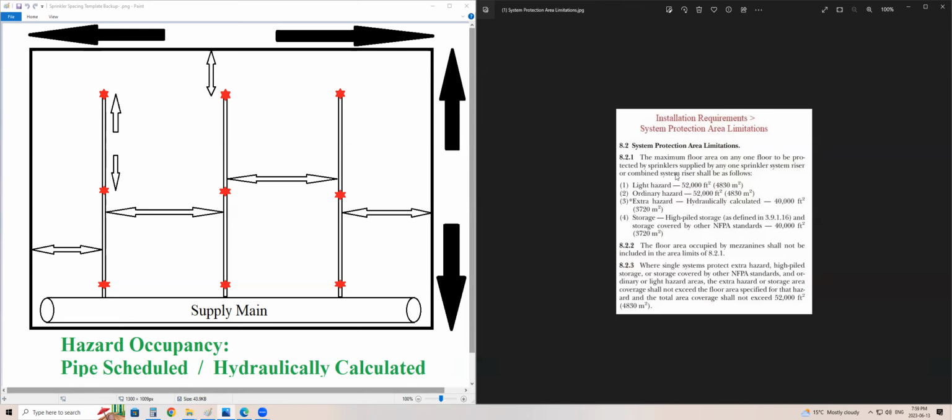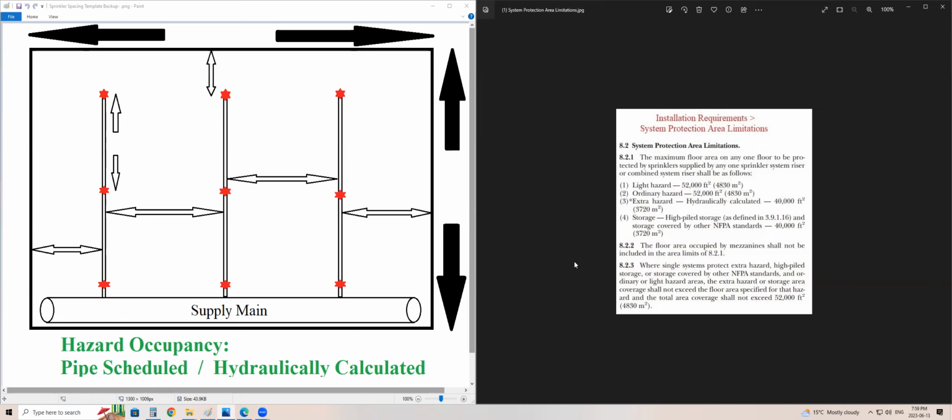First thing to talk about is the system protection area limitations. So this is basically the maximum area of protection per system, depending on the hazards. So we've got light hazard, ordinary hazard, extra hazard, storage. And they're just giving you what your limitations are. You cannot have a system larger than this size. Now, there will be subclauses when you get into mezzanines and all this kind of other stuff, but this is just a basic introductory.